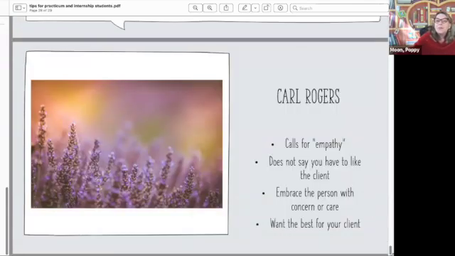All right, the last part I'm going to end with is our friend Carl Rogers, the person responsible for person-centered therapy, and he calls for empathy with the client. He doesn't say you've got to like the client. He says, have empathy with the client, embrace that person with concern and with care, and just want what's best for your client. If you think about those things and hold those in your heart, then I think you will be doing a great job in moving forward and becoming an excellent counselor.